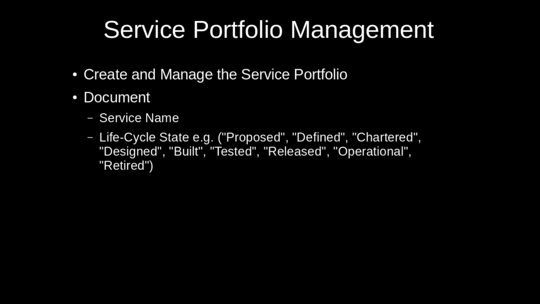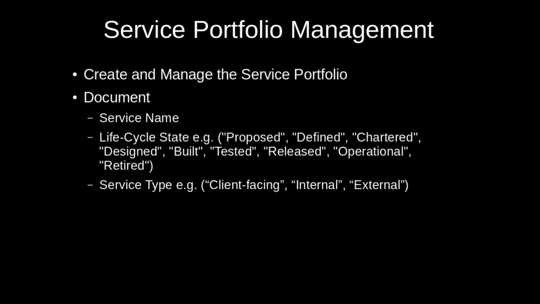But one, we're going to need to document however we decide to create this portfolio. We're going to need to document the service name, the life cycle state, and don't get too caught up on the example states that are here. Life cycle states are oftentimes renamed to fit the organization that is using them. We're going to list the service type, which is more generally applicable.